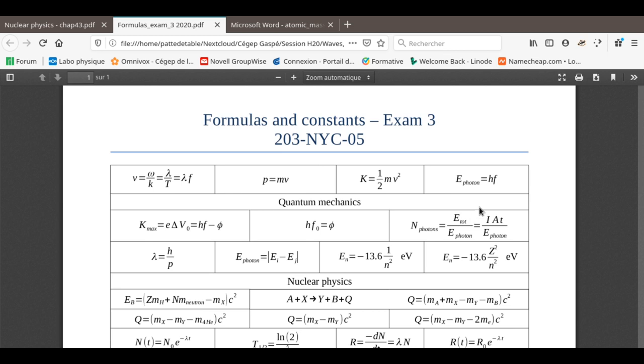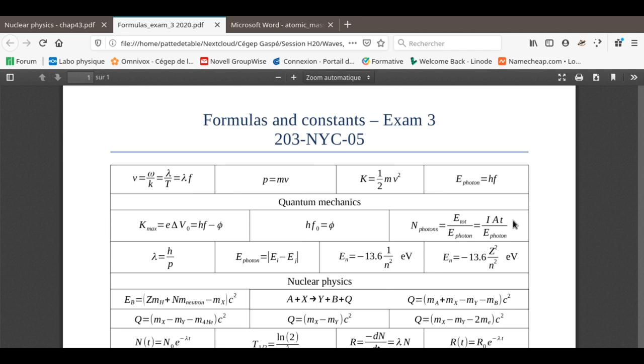For the energy, we can use the intensity of the light times the area being lit times the time during which we send the light. Generally, we want to find, for instance, the number of photons per meter squared per second. So A would be 1 meter squared, t would be 1 second.